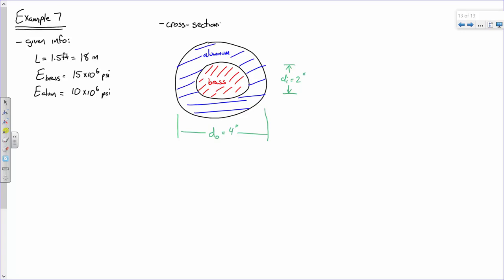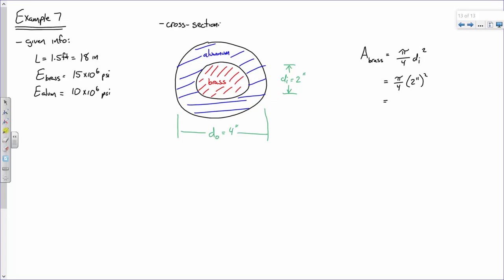Okay, so let me ask you this. If I cut a section, I'm looking at that, how do I determine the area of the brass? What's the area of the brass? Go ahead. Pi r squared for that, right? Or pi d squared over 4. So either one works. So we'll say that the area of the brass is pi over 4, and then the diameter is that inner diameter, right? It's at 2 inches, so that's pi over 4 times 2 inches squared.